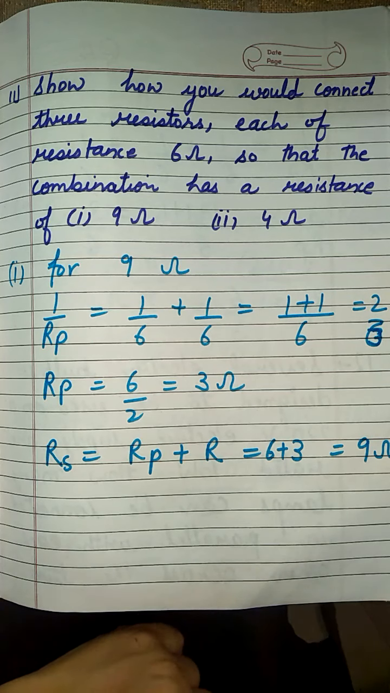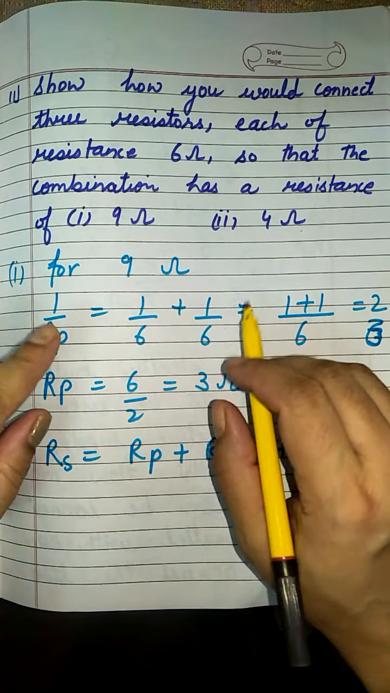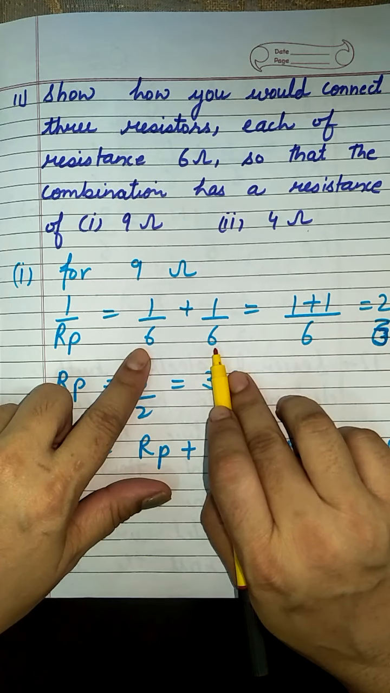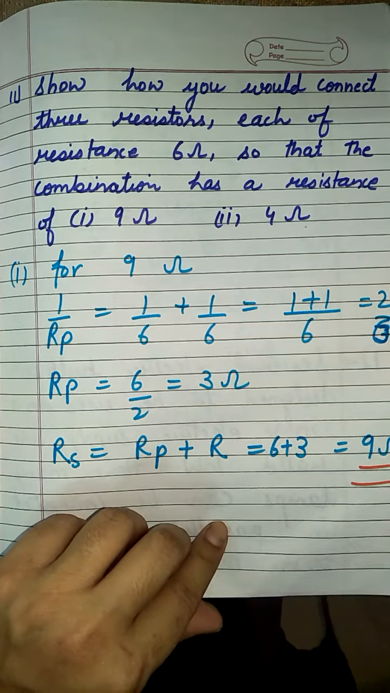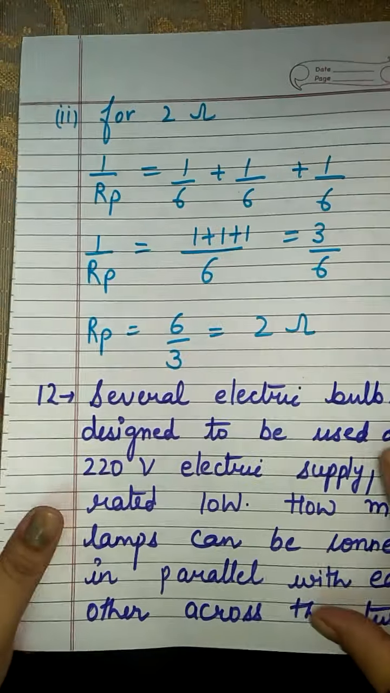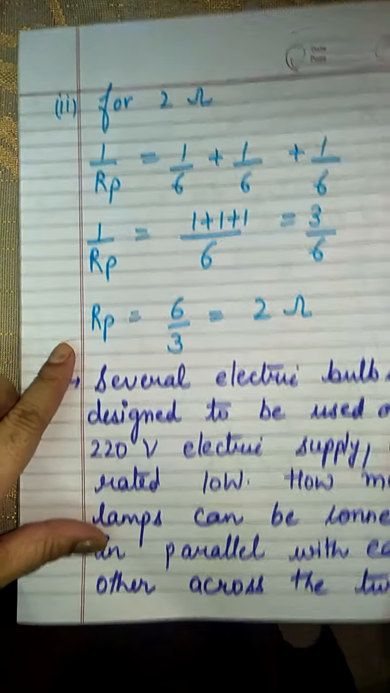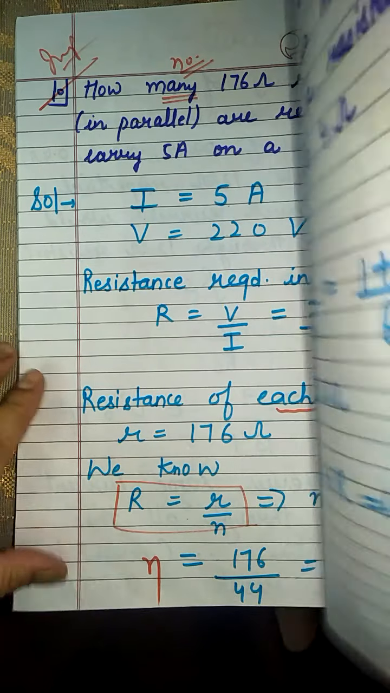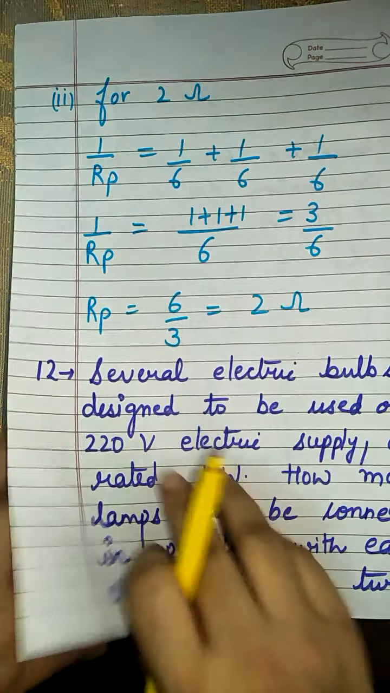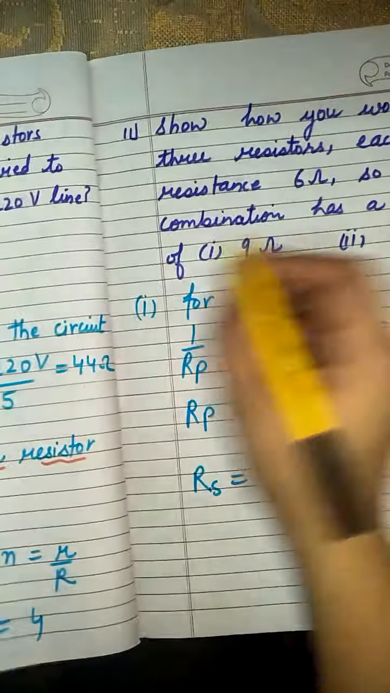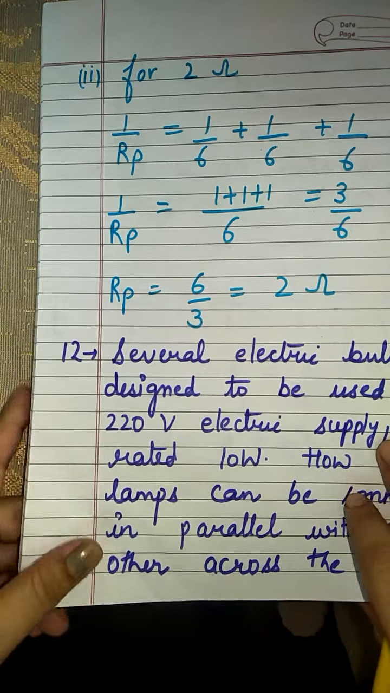You want the combination with the resistance 9 ohm and 4 ohm. For 9 ohm, two resistors of 6 ohm will be connected in parallel and one will be connected in series. Then you will get 9 ohm. And for 4 ohm, what will you be doing? All three resistors will be connected in parallel, and the resistance in parallel will be... Okay, I have calculated it for 2 ohm. So for 4 ohm you can calculate it yourself. Fine, this is your homework question.